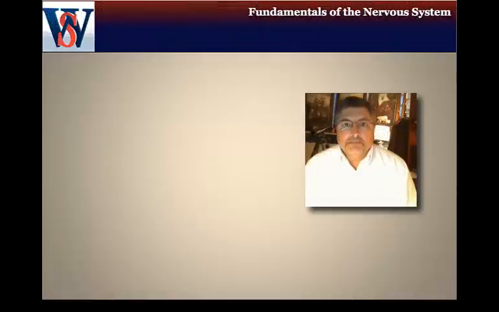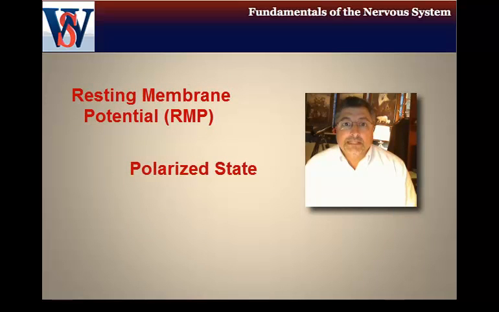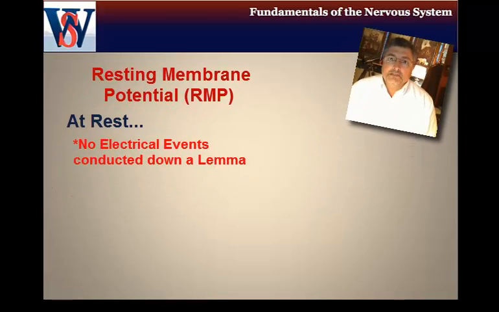Hey guys, welcome back. This time around we're going to look at two key concepts associated with neurophysiology, those being resting membrane potential and the polarized state. At rest, there's no electrical events being conducted down the neuron. That makes sense, because if there were electrical events going down the neuron, it would stimulate a muscle contraction too. When there's no electrical events going down the surface of the neuron, the axolemma, or the sarcolemma of the muscle, we say that those lemmas are at resting state.